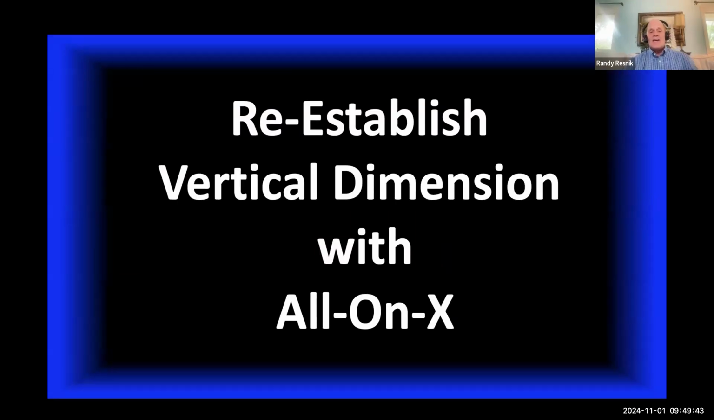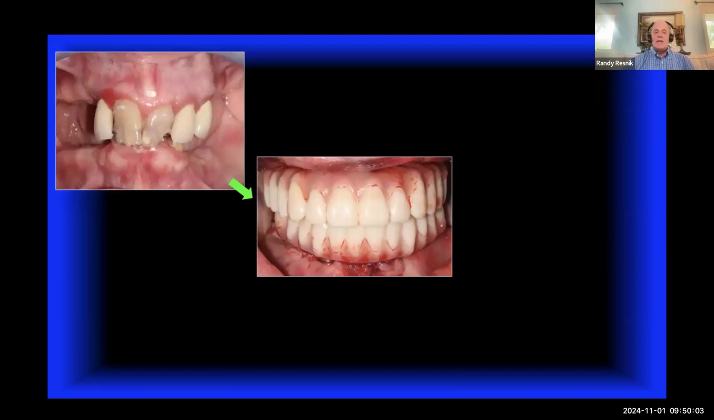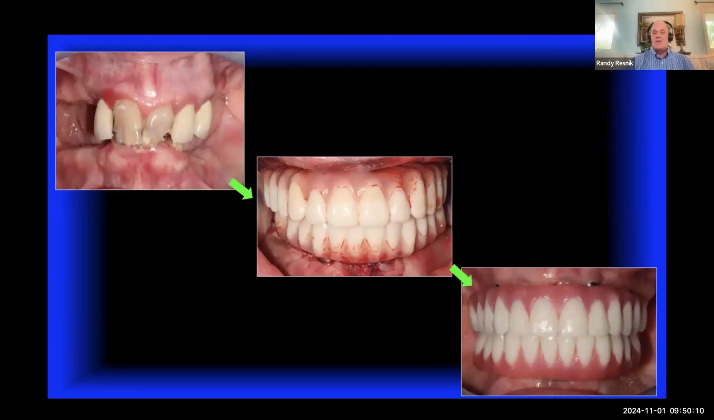So when we reestablish vertical dimension, one of the hardest patients is going to be with an all-on-X case. And why is that? Because a patient comes in like this. They have maybe a collapsed vertical, only a couple teeth. They've actually lost their vertical. They don't even know where their centric is. Now what we do is in one day, transform them into a vertical, and then hopefully they'll adapt into that, or sometimes we have to make a second PMMA prosthesis.